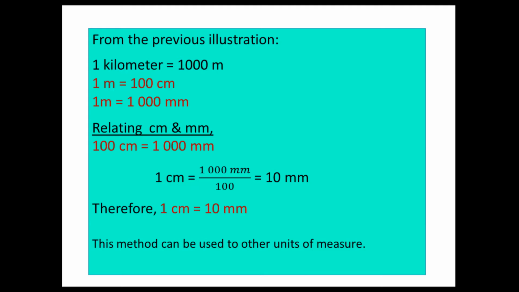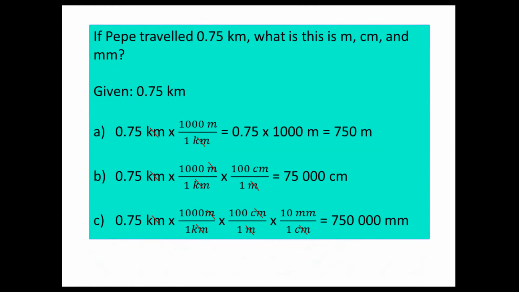Therefore, 1 centimeter is 10 millimeter. This can be used to other units of measure. So an illustrative problem here, if Pepe traveled 0.75 kilometers, express this in meters, centimeter, and millimeter. So we have these illustrations. The given is 0.75 kilometers, and we use the factor label method, and then we obtain the answers for A, B, and C shown in the solution.